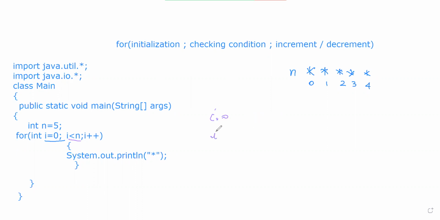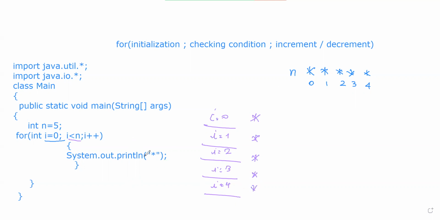Then we will be having i is equal to 1, i is equal to 2, i is equal to 3, and i is equal to 4. This is where our loop is going to stop, such that only 5 stars are going to get printed. So this is how the output will be printed, because I have given a condition here.